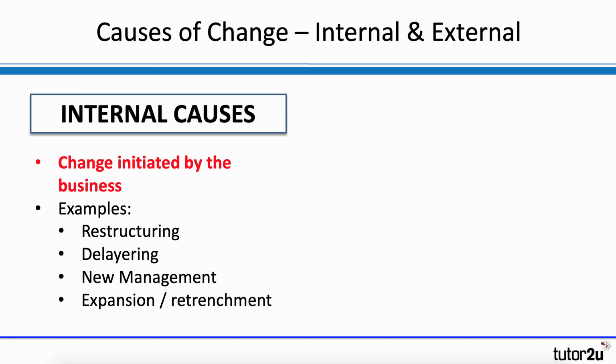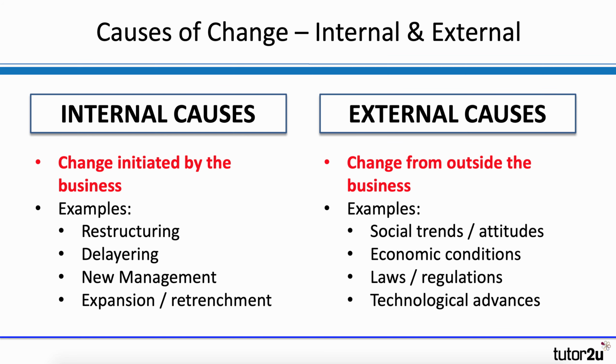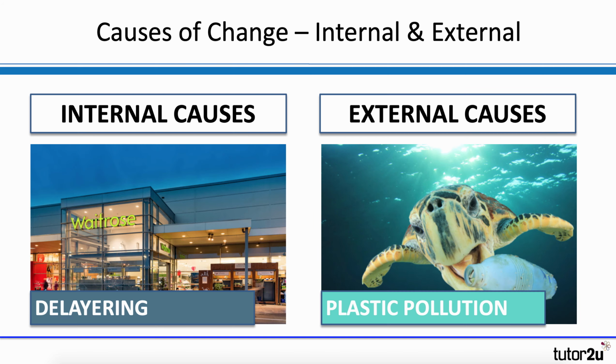And therefore, obviously in a way, external causes must be change initiated from outside the business. We can link here to our PESTLE model to identify categories of external change that impacts the business, including technological advance, changes in the economy and social trends and so forth. So, a couple of examples there.